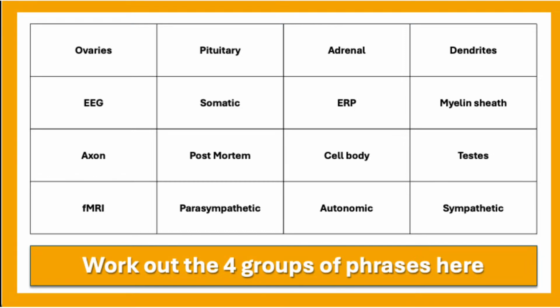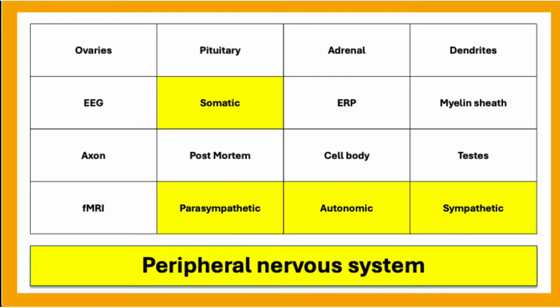Can anybody tell me the phrases in the box that are to do with the peripheral nervous system, please? Yeah, good, Darcy. Darcy's saying sympathetic, parasympathetic, somatic, and autonomic. Good, well done. Okay, perfect. If we reveal that first one, which was the PNS, well done those of you that got that right. The next one is the structure of a cell. Who can give me the answers for the structure of a cell?